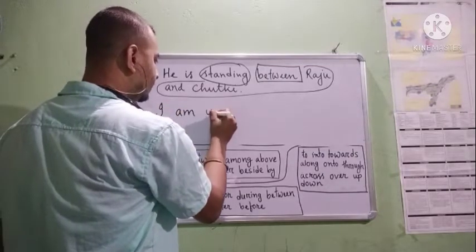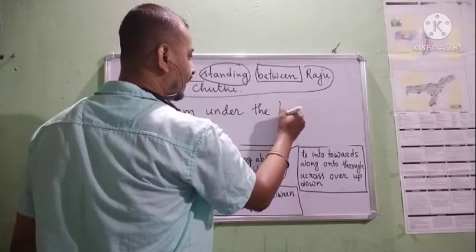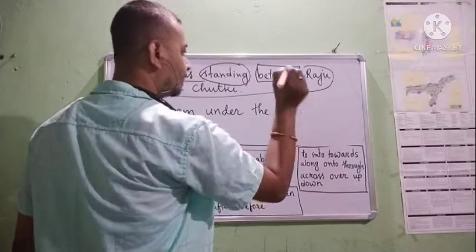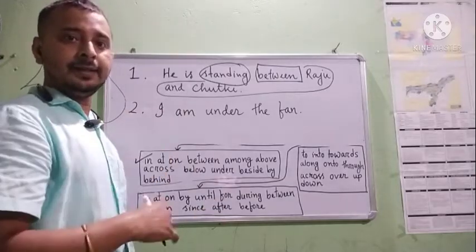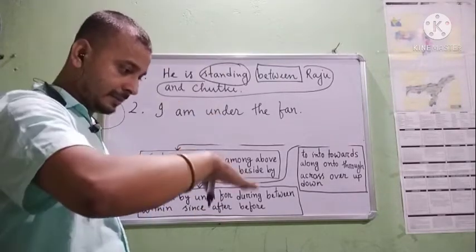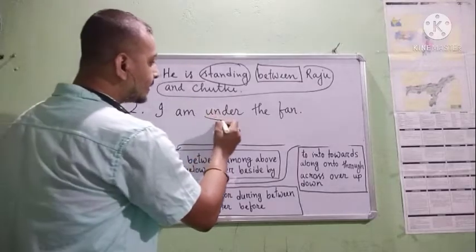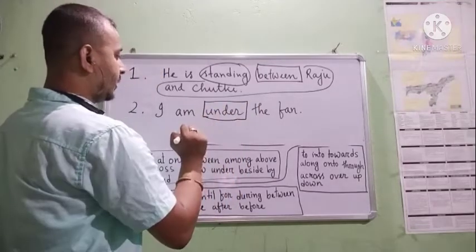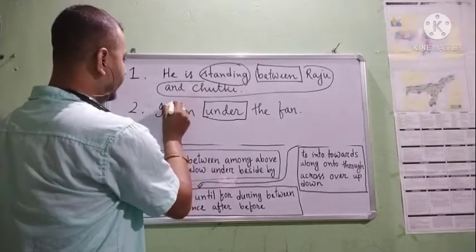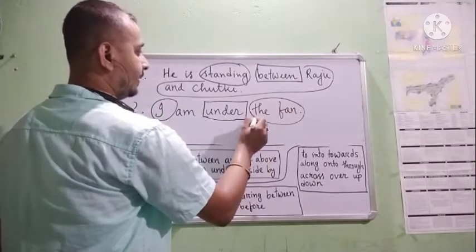I am under the fan. This sentence, where I am under the fan. Under the fan means niche. I am under the fan. So this is the preposition here, and this preposition is maintaining a relation between I and the fan.